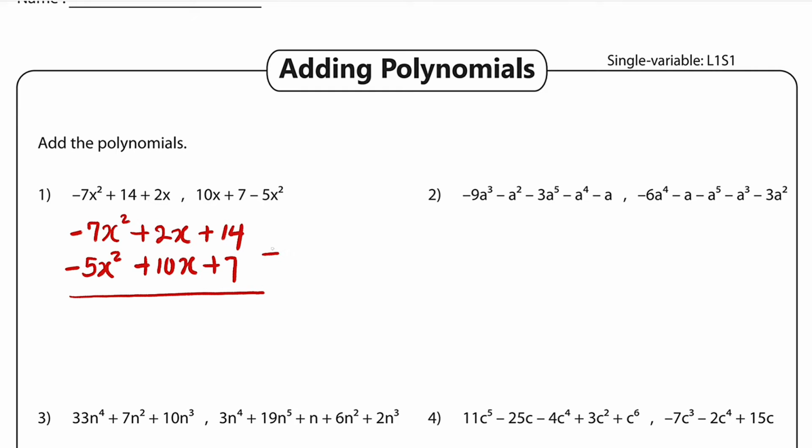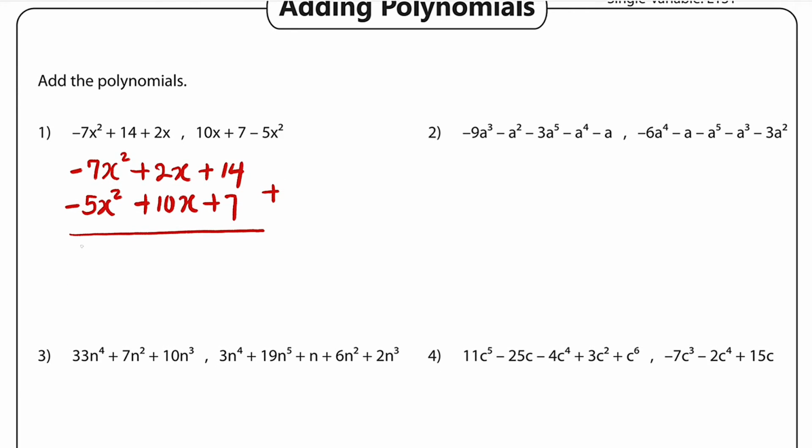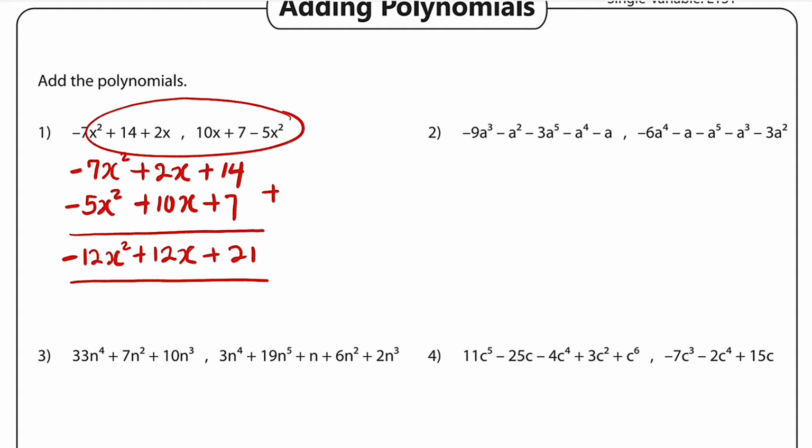Draw a line. Remember, we are adding. Start from the left hand side. If you add negative 7 to negative 5, you are going to obtain negative 12. So this becomes negative 12x squared. Then the second terms, we have 2 and 10, which is 12, plus 12x. And lastly, our constants are 14 and 7, making 21, plus 21. So we have just added these two polynomials. Let's move on to the second question.